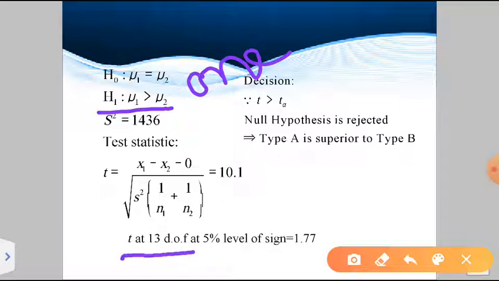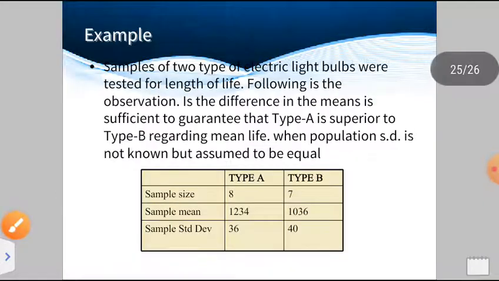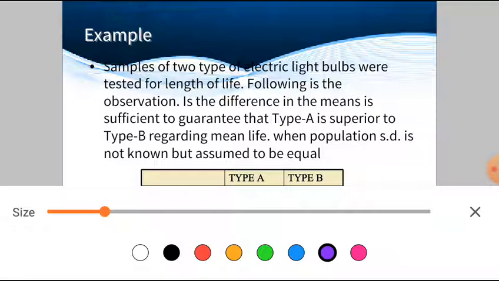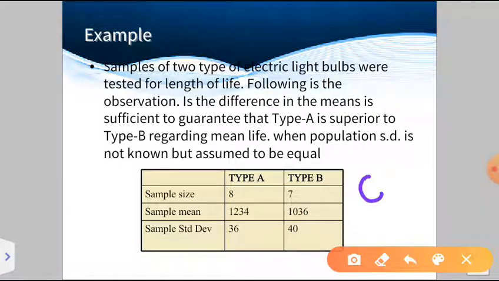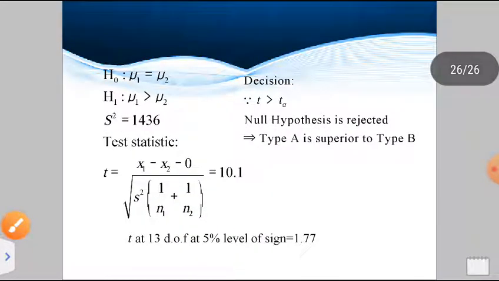Why 13 degrees of freedom? It is n1 plus n2 minus 2. Let's go back and find out what n1 and n2 were: 8 and 7. So the degree of freedom is 8 plus 7 minus 2, which is 13. So here we have taken 13 degrees of freedom at the 5% level of significance. The standard value is 1.77. The value obtained is more than that. It means the null hypothesis is rejected.